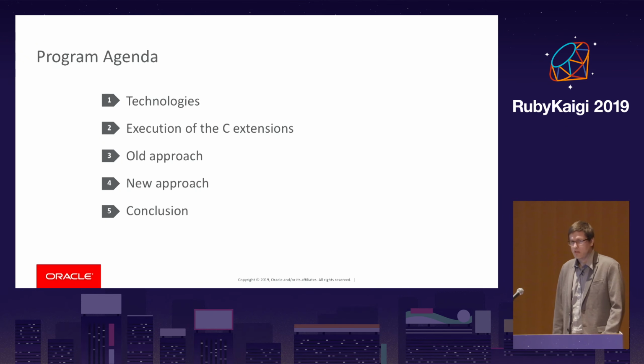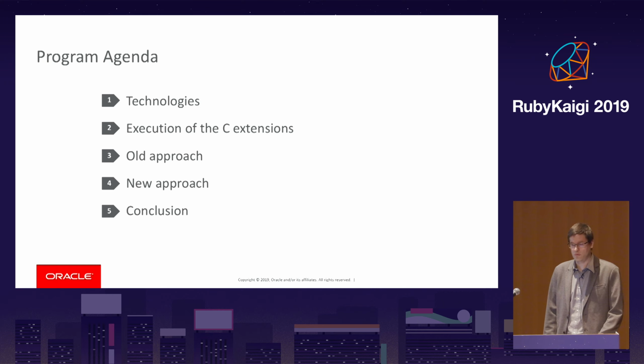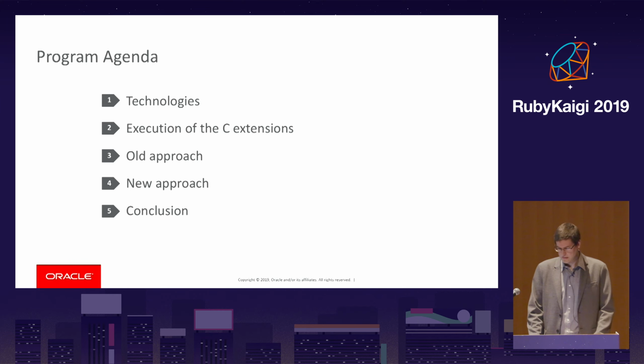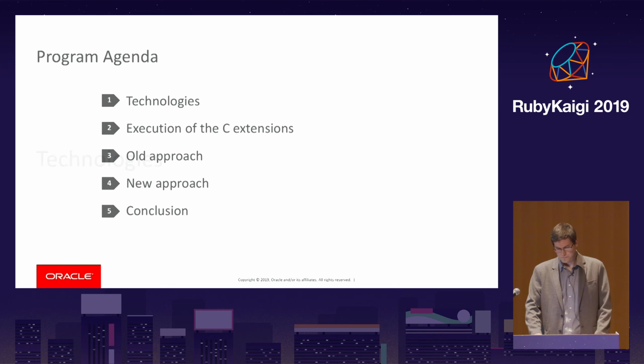But first, I'll introduce some of the technologies we are building this on. Then I'll explain how we actually execute the C extensions, and then I'll move on to talking about what our old approach was and what problems we had. And then I'll talk a little bit about our new approach and how it improved our support for C extensions.